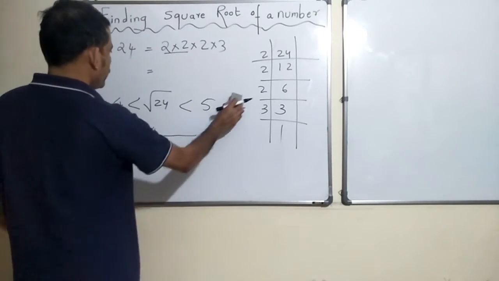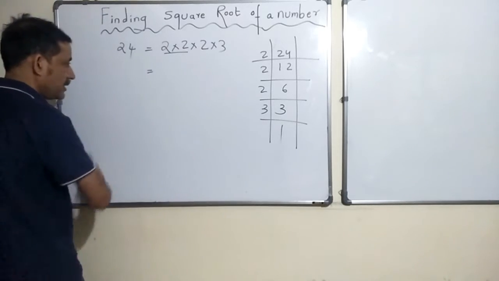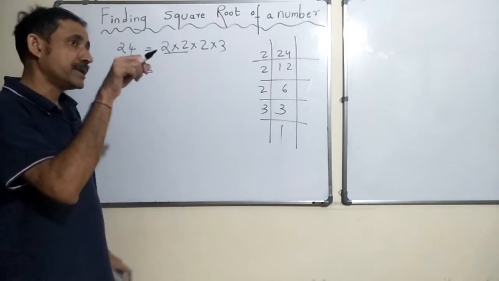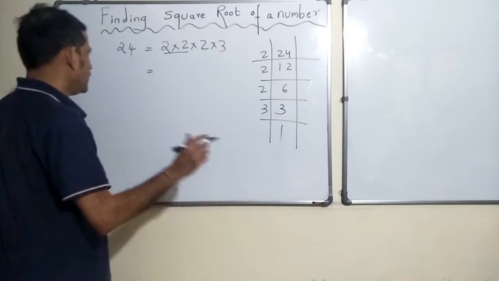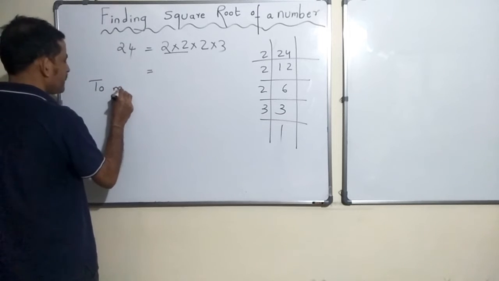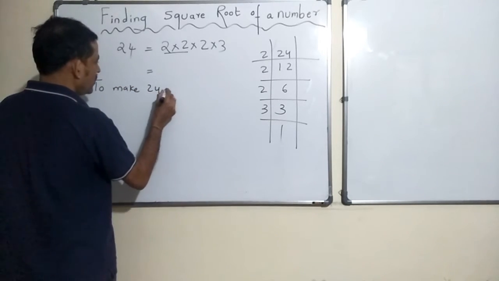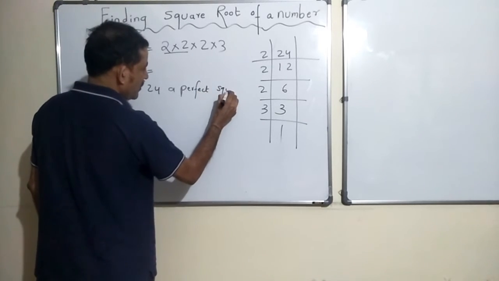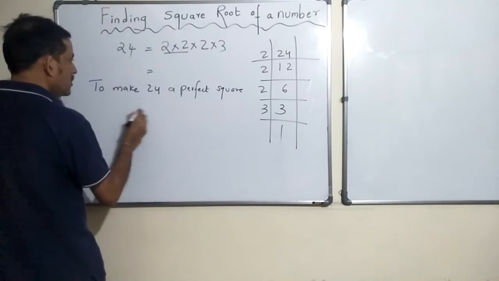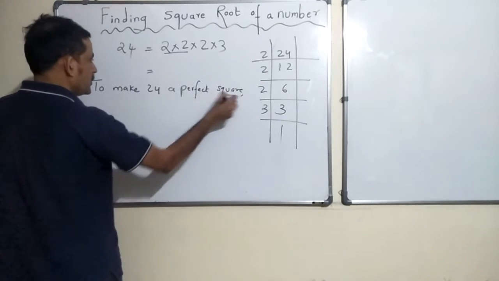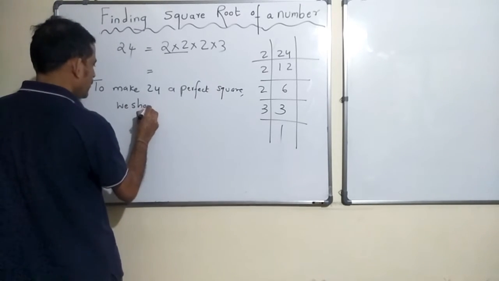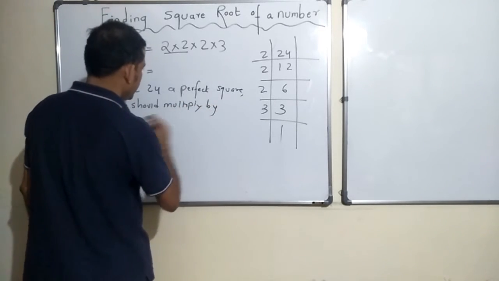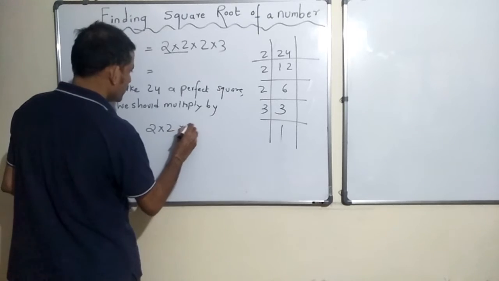Another question they typically ask is, with what should I multiply 24 so that the product becomes a perfect square, right? So to make 24 a perfect square, you just enable grouping. So we should multiply by, right, it's 2 into 2 into 2 into 3.